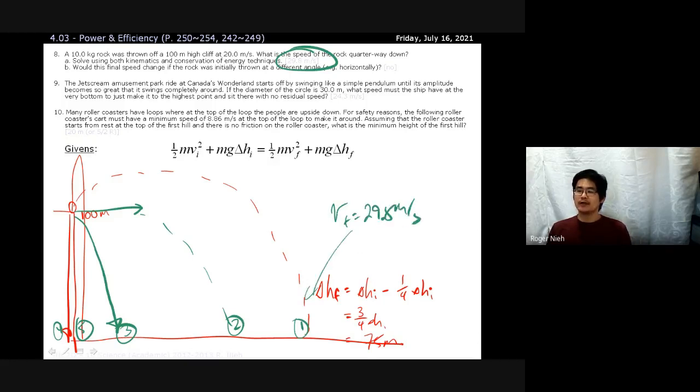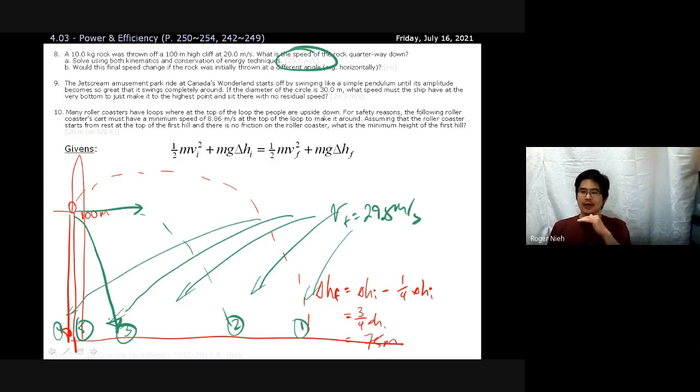In all of these 5 cases, they're all going to hit the ground at the same exact speed. In all 5 cases, at that particular height, 25 meters down from the top, they're all going to be traveling at 29.8 meters per second. The only difference is what angle they hit the ground at. Conservation of energy, as it is a scalar quantity, will never tell you the vector answer. It's impossible by its nature.